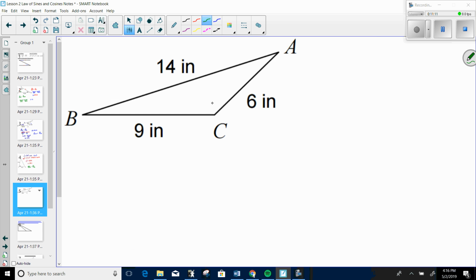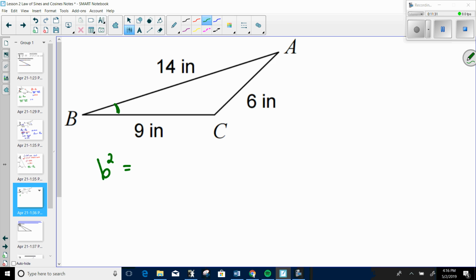I don't know an angle, so I have to pick which angle I want to work with. I always want to pick the smallest angle. So how do you know which angle is the smallest? The smallest angle will always be opposite the smallest side length. Here's my side length of 6. There is my smallest angle. So I'm going to work first with angle B.